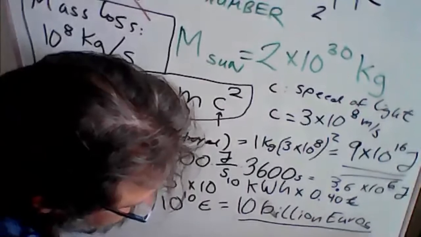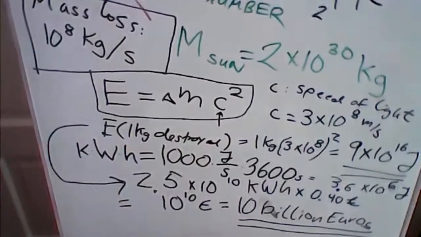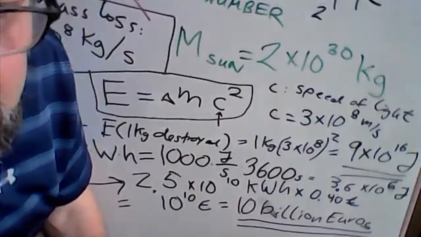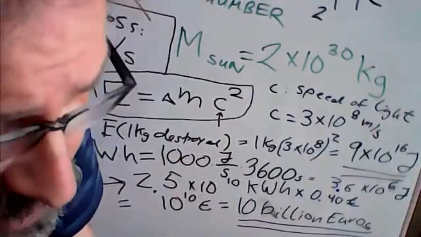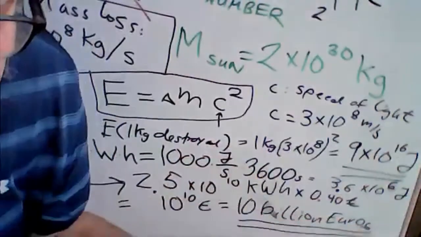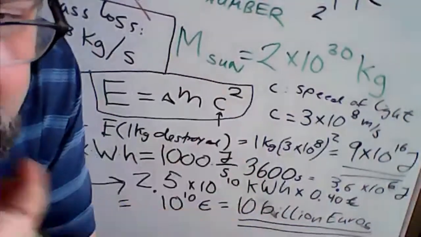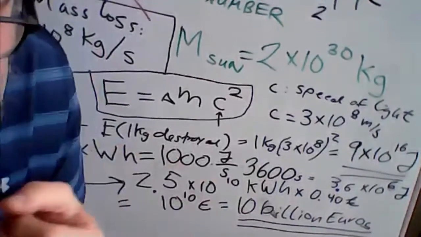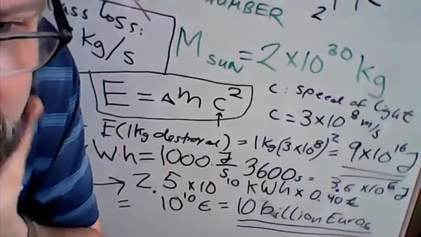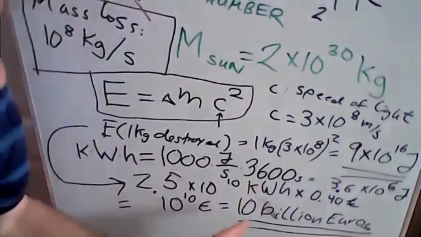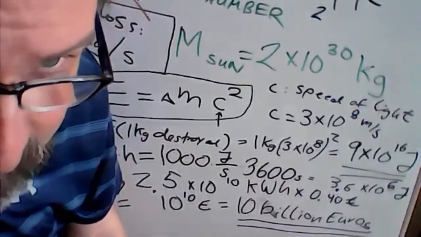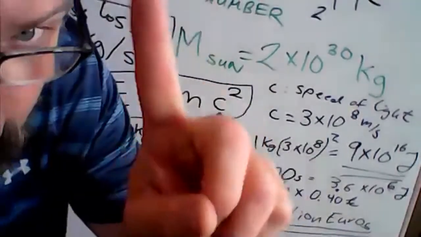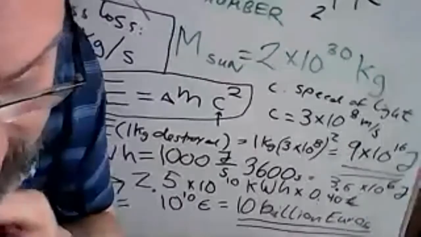Oh, that's a lot. Let's just pretend for a second you could go to your fridge, take out a liter of orange juice, and somehow turn that into energy through this process we described, and then somehow get the money paid to you that the electrical company would charge for that much energy. You would get 10 billion euros. That's how much the energy from 1 kilogram of mass is worth. If you were able to destroy 1 kilogram of mass, you would gain 10 billion euros.